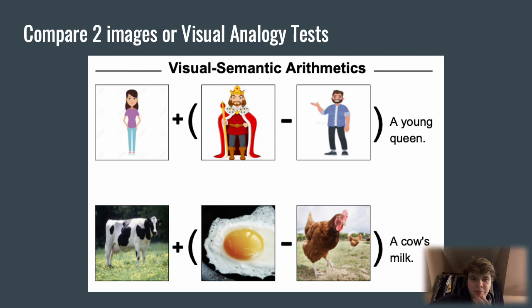So here's some more examples. You can also do arithmetic or comparing two images. So right here, looking at the top row, we have a woman added with a king minus a man. So this will give you a young queen, or just queen. And at the bottom we have a cow plus egg minus chicken, and this will give you cow's milk because that's what they produce.